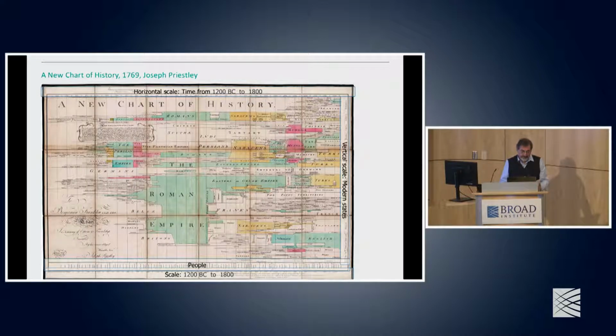He applies color to group together the parts of the empire that span current nations. So we can see the Roman Empire span Africa and Europe, skipping over China, India, and Persia. And along the bottom, he has a list of famous people.